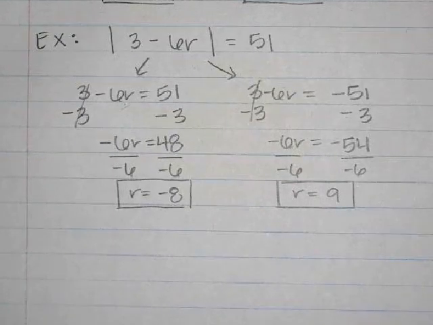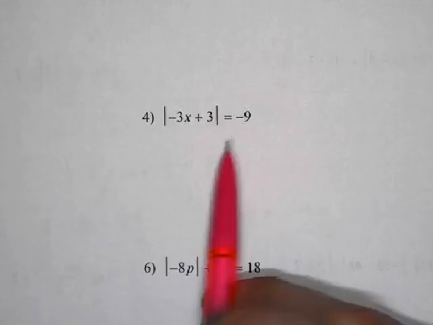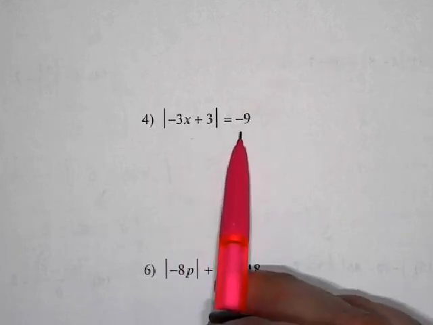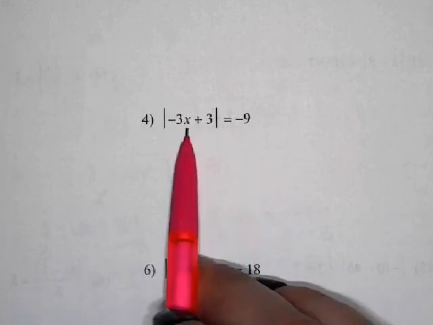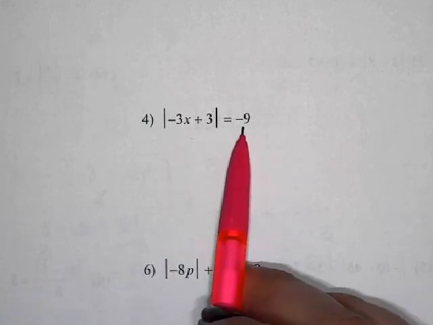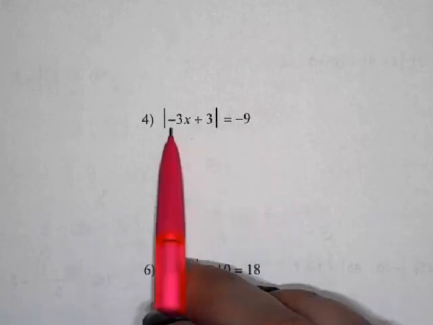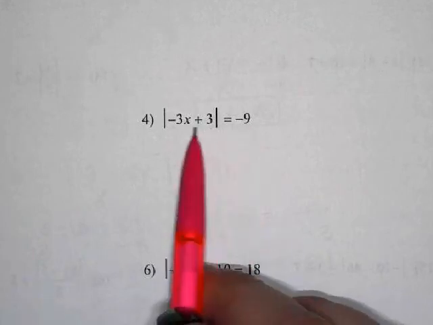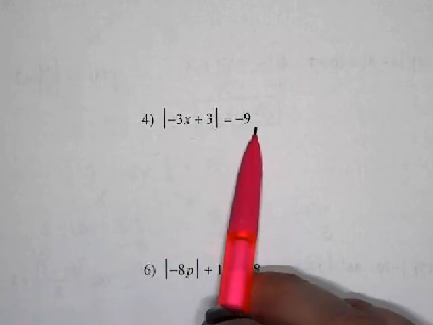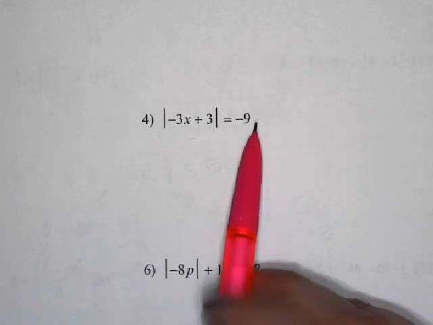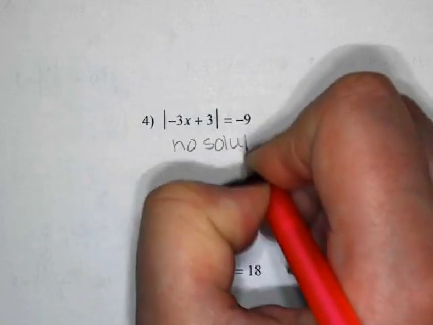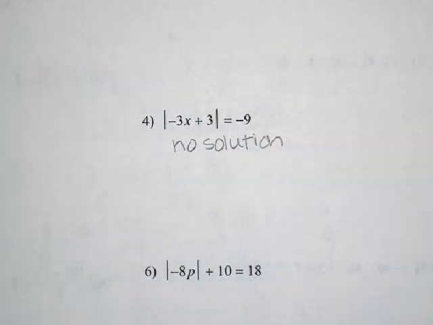So let's be careful about number 4, because look at number 4. Did it trick you? What do you guys see about number 4? Absolute value equals a negative distance. Can you equal a negative distance? No. So if you have an absolute value equals a negative distance, what are you supposed to say? No solution. So for number 4, I shouldn't see any work. I should just see no solution.